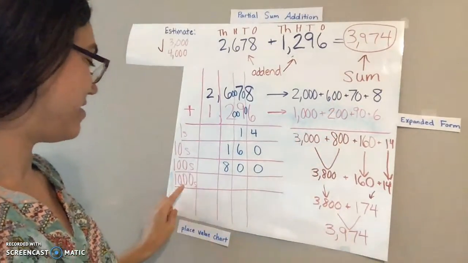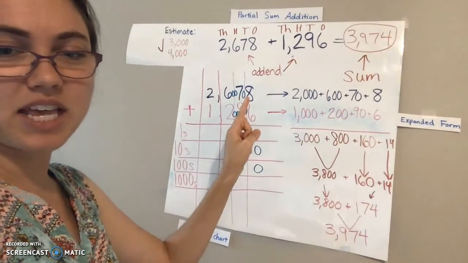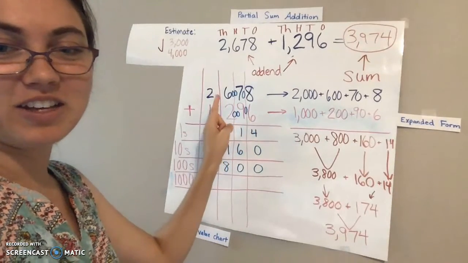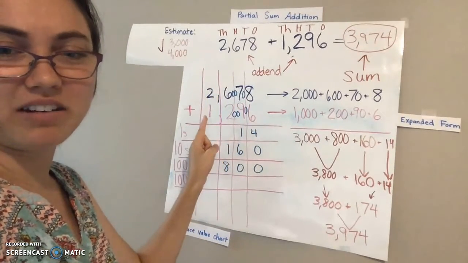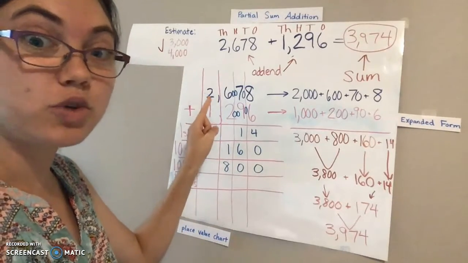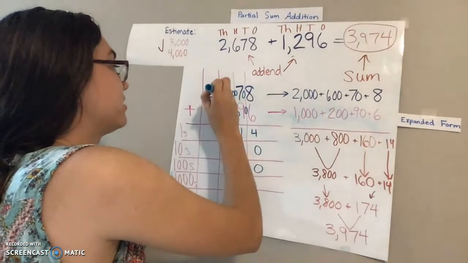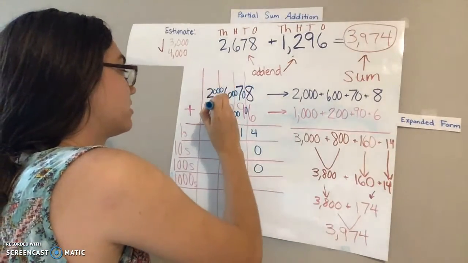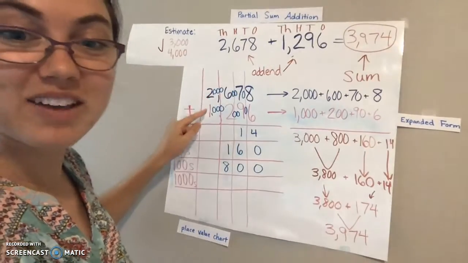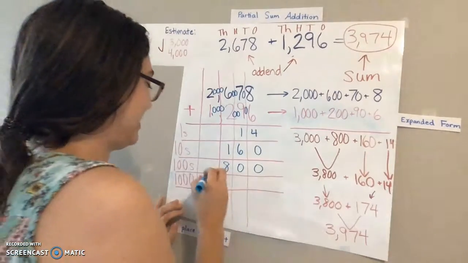Nice. Last but not least, the thousands. Let's find our thousands place. Here it is, thousands column. 2 plus 1. Is that really 2 plus 1? Oh, it's 2,000 plus 1,000. So 2,000 plus 1,000 is 3,000.